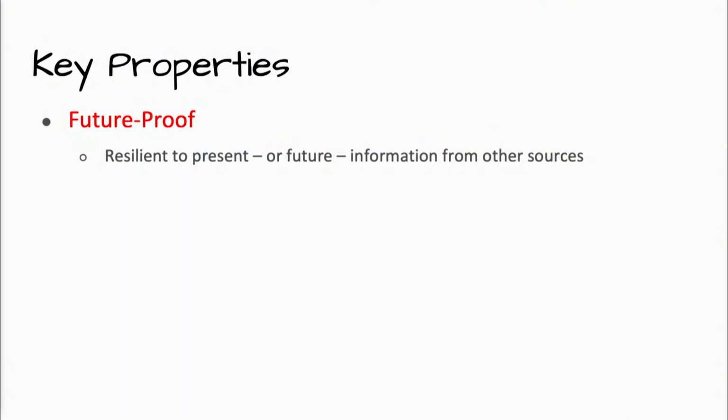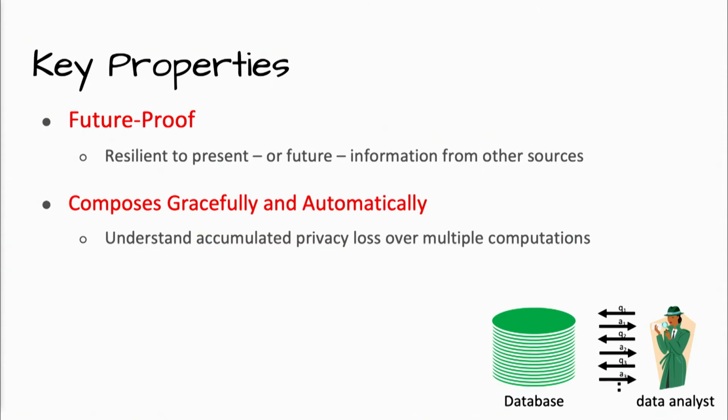Okay, so key properties. I already mentioned that it's future-proof, that it's resilient to present or future information from other sources, and later we'll see also computation. It also composes gracefully and automatically, so we can understand how privacy loss accumulates as we ask question after question after question of the same data. So remember, the fundamental law said overly accurate answers to too many questions destroy privacy. So what differential privacy does is it keeps track of that privacy loss and tells you when you have to stop before you get to a dangerous place.